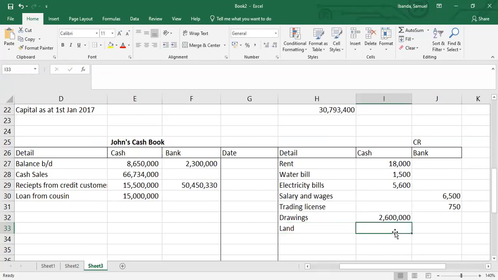And I'm going to record still because the whole amount was used to pay for land. So as it is, the other side is how I record it there, okay? So that is land. The next thing that I also need to be able to record is the payment that John has been paying to the cousin.